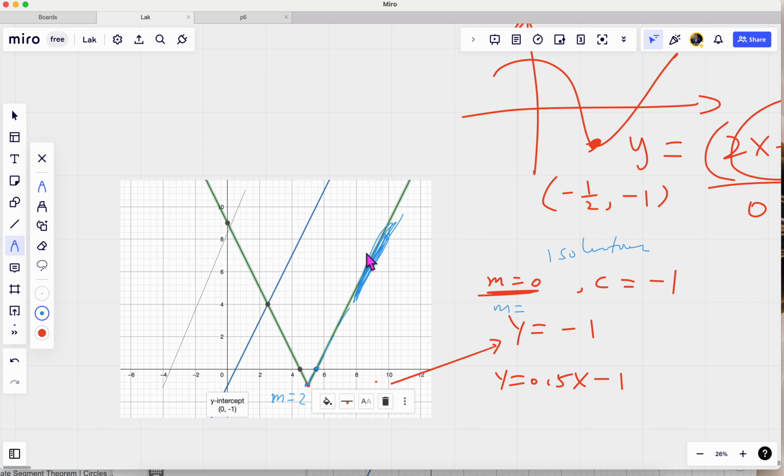So if the gradient of this is 2, then when you reach m equals 2, you have one solution. So it should be less than 2. So it's in between: the gradient should be more than 0 and less than 2 in order to have two solutions. Does it make sense?